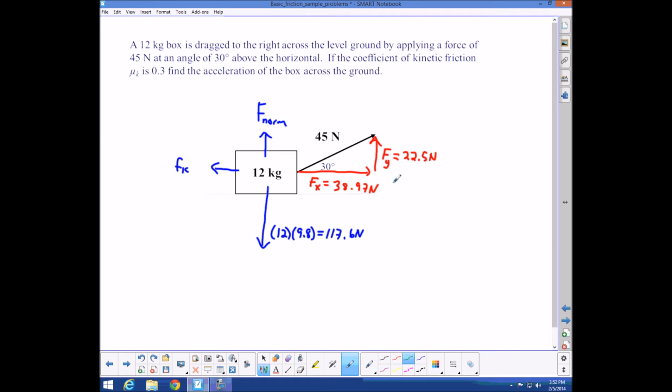To do that, we're going to use the fact that all of the upward forces added together must equal all of the downward forces added together. In the upward direction, we have the normal force, and we also have the y component of the applied force, 22.5. In the downward direction, we only have the force of gravity, 117.6 newtons. So this means that the normal force is going to be 95.1 newtons.